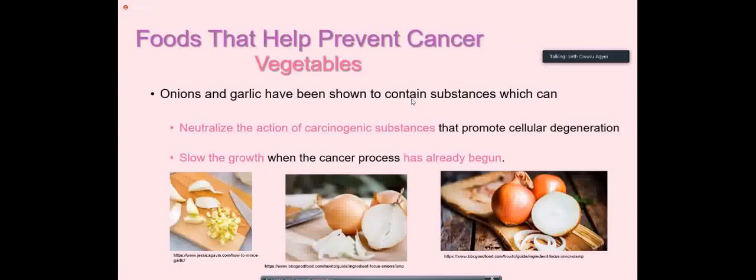onions and garlic. Onions and garlic have been shown to contain substances that neutralize the action of carcinogenic substances in our body. And so these we enjoy in our food. And also make the point to always enjoy them in the fresh state, because that is where we get the nutrients that we need and all the protective substances that our body needs to fight against cancer.